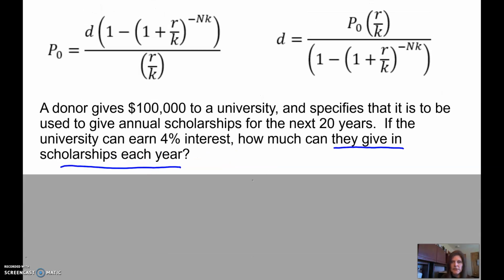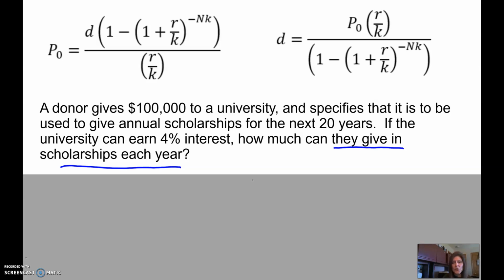All right, let's take a look at another one. This one says a donor gives $100,000 to a university and specifies that it is to be used to give annual scholarship for the next 20 years. If the university can earn 4% interest, how much can they give in scholarships each year?